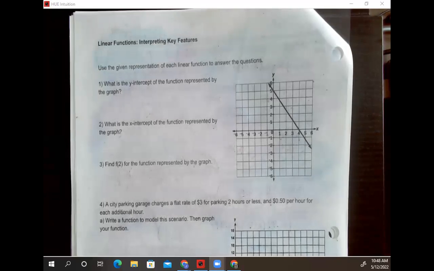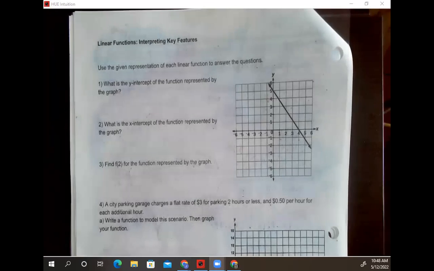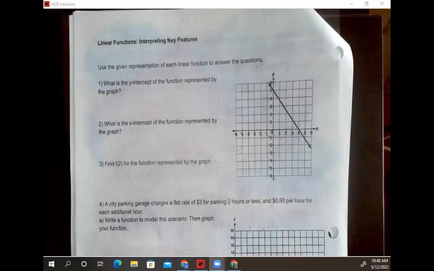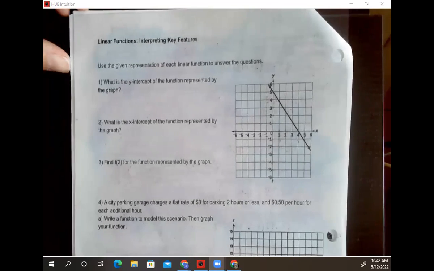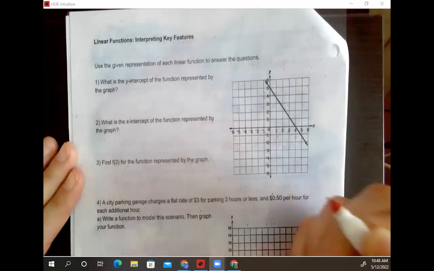To start, for our first example, I just want to look at a graph and talk about some of its key features. A lot of what we're going to see today will be discussing key features in a context. So what does this point mean in the context of the problem? I just wanted to do a quick reminder of what some of those key features look like on the graph. The first one I'm asking you about is the y-intercept. We've talked about y-intercepts already, but since we're going to talk about some of these other key features, I figured we'd throw y-intercepts in there too.